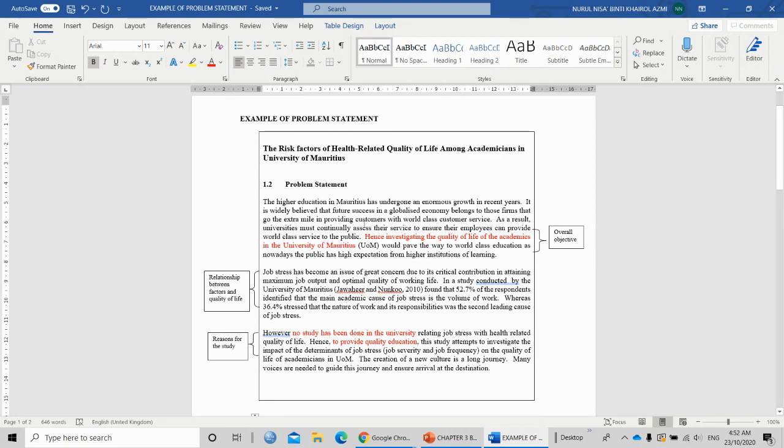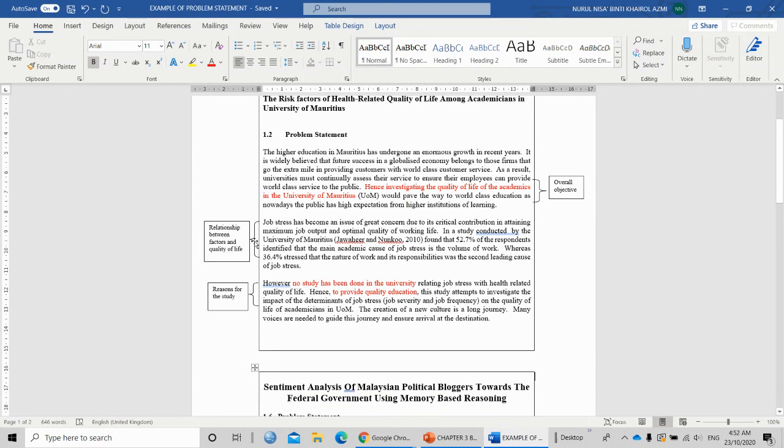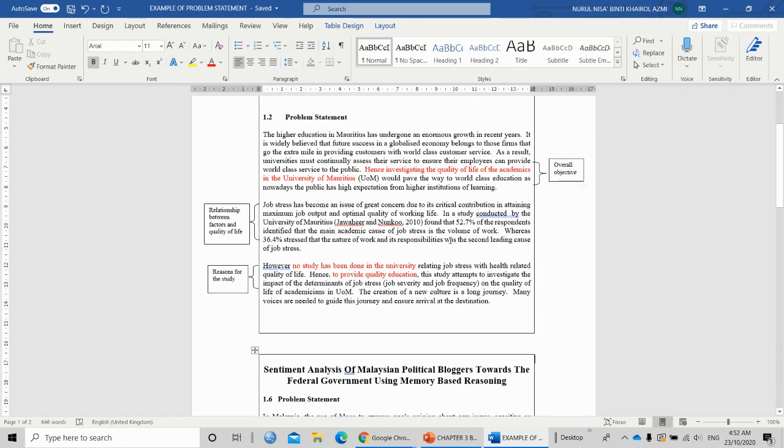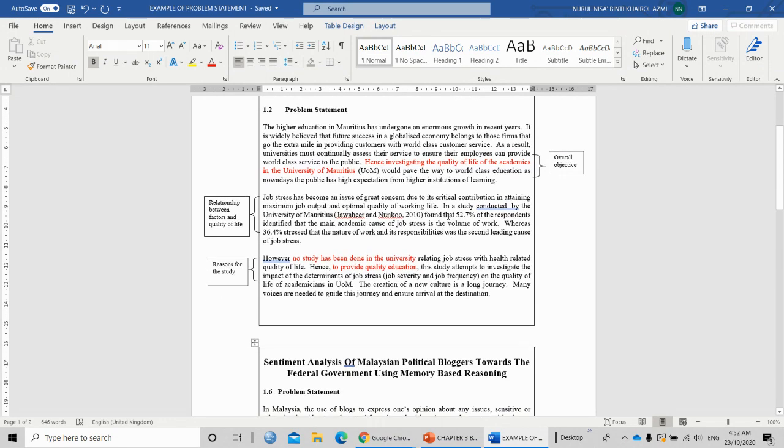Kalau tengok dekat sini, dia bagi tahu what is the important. Okay, kenapa kita kena study about the risk factor of health-related quality of life. Okay, and then mention about the relationship between factors and quality of life by providing some evidence. Kalau tengok dekat sini, in the problem statement, they provide with figure. Based on the previous research, 52.7% of the respondents identify that the main academic cause of job stress is the volume of work.